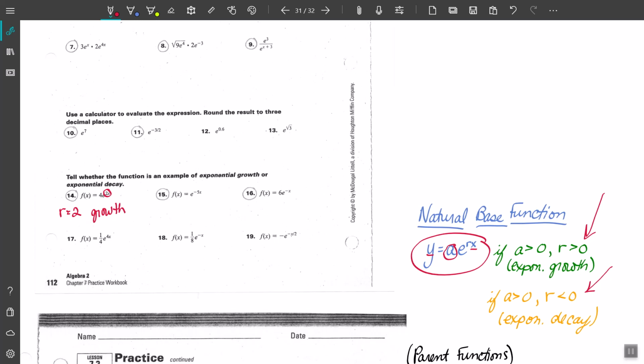In number 15, we're going to come in, find our exponent, identify what's being multiplied by the variable x, in this case, our r value, it's hard to say, is -5. That describes the situation over here in yellow. R is less than 0, so that means in this particular problem we're going to have a decay function.